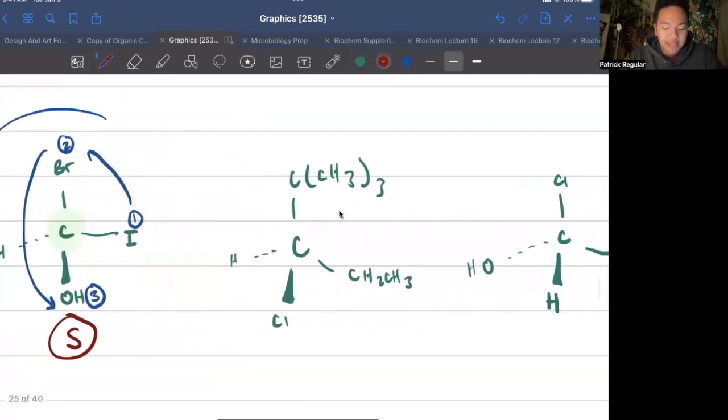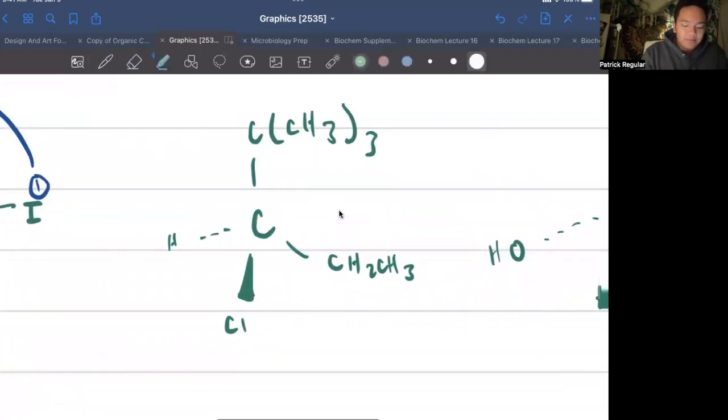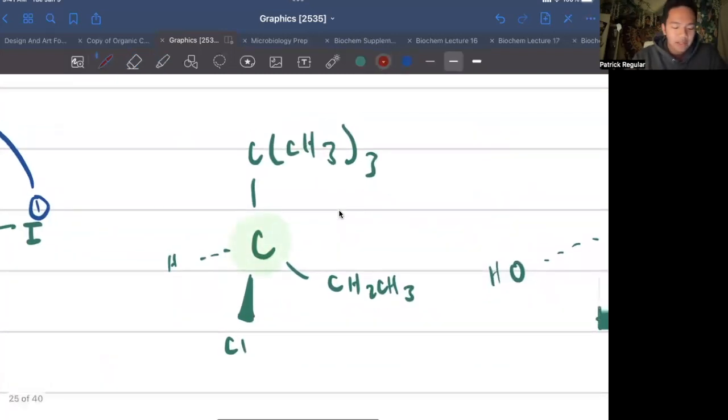All right, let's give it one more shot. So you have this chiral carbon. Now let's assign our priority chart. We already know, out of carbon, chlorine, and hydrogen, chlorine is the highest priority, 1.